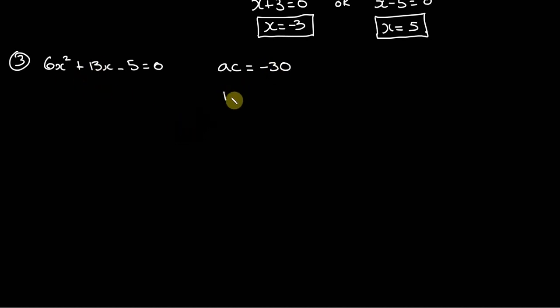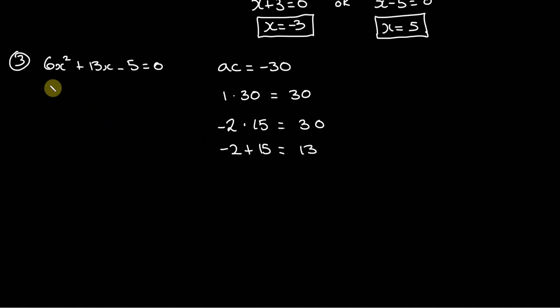So, well, 1 and 30 is not going to help us. That won't add to much, or even close to 13. But if you think of 2 and 15, well, 2 times 15 equals 30, and it needs to be negative 30, so we're going to say it's negative 2, because then negative 2 plus 15 is going to equal 13. So those are our two factors.